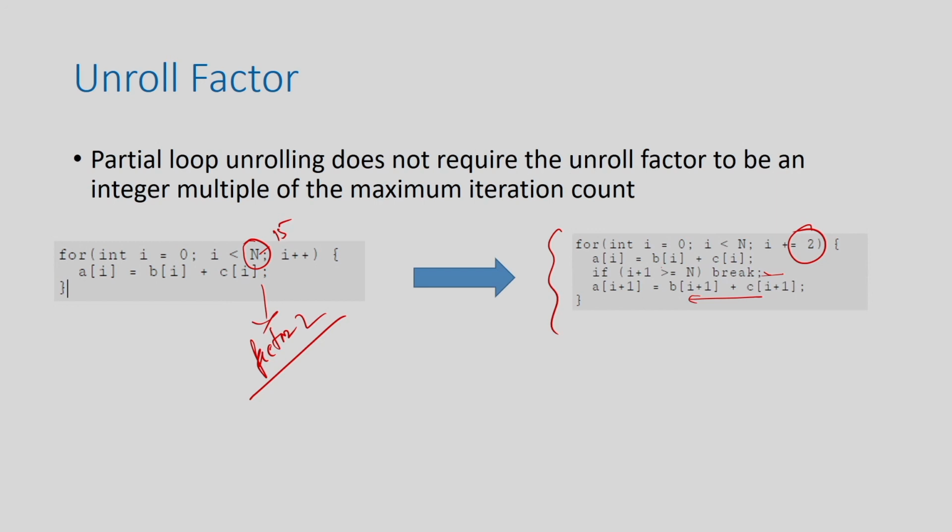When i equals 2, A2 plus B2 plus C2 is going to happen, and this A3 plus B3 plus C3 is going to happen. But when i equals 15, only A15 plus B15 plus C15 is going to happen, but this line will not be executed, because I am going to break out from there.